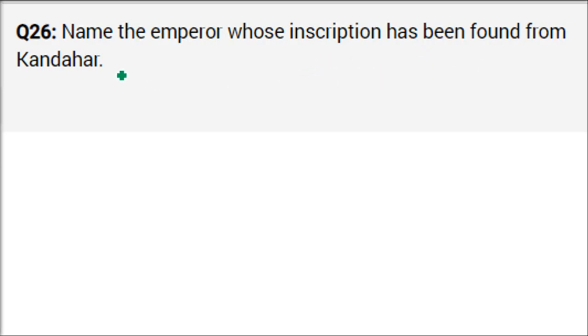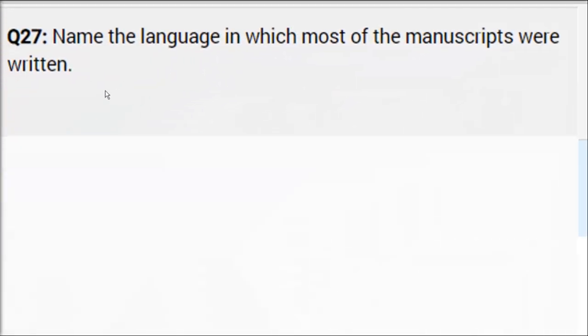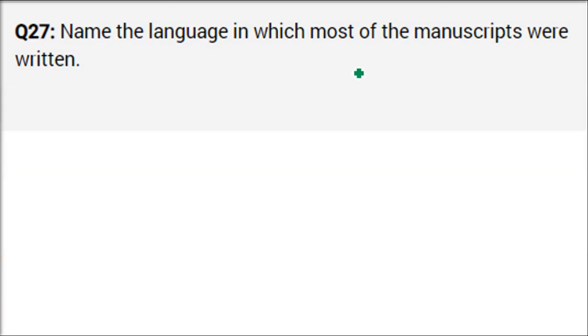Name the emperor whose inscription has been found from Kandahar. Kandahar is now in Afghanistan. So what is the inscription that we found? What is the name of the emperor? Abhilekh. Inscriptions are always written on either stone or metal. So the answer is Ashoka.